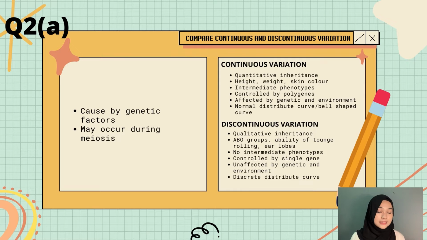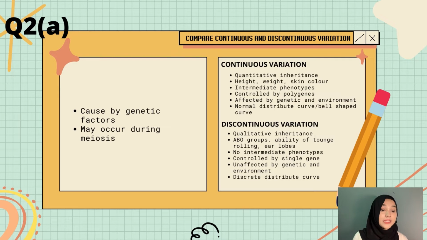While for differences, now we look at continuous variation. It is quantitative inheritance such as height, weight, and skin color, anything that can be measured, and it has no intermediate phenotypes. It is controlled by polygenes, which means many genes, affected by genetics and environment, and it has a normal distribution curve, or we can call it a bell-shaped curve.